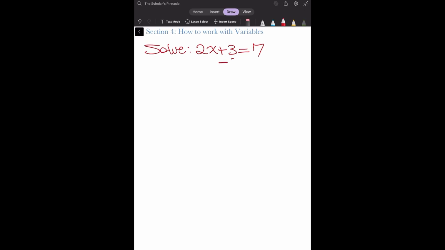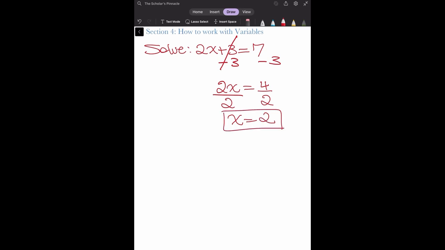Step 1, subtract 3 from both sides. This will go away, and you're left with 2x equal to 7 minus 3, equal to 4. Divide both sides by 2 since you're trying to find out what x is. x is 2. Bingo. This is awesome.